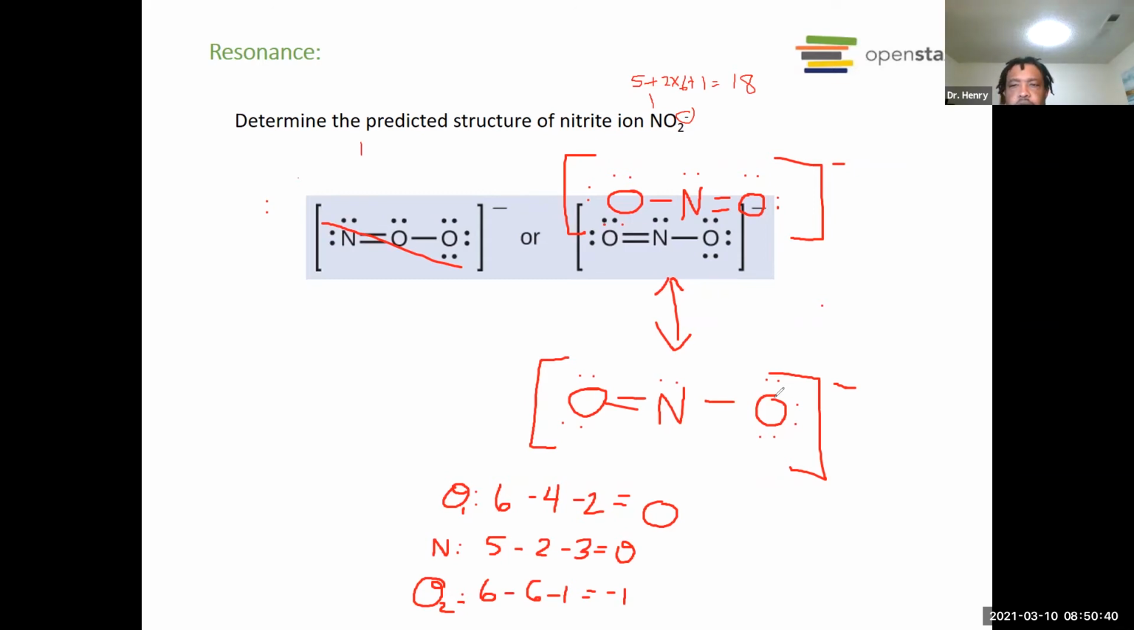Okay, questions? Concerns? And so this one would be preferred because oxygen is more electronegative, so it wants to have the electron on it. So it should have that negative charge.